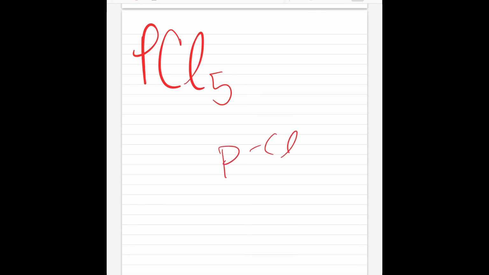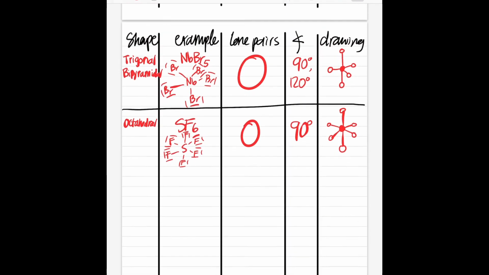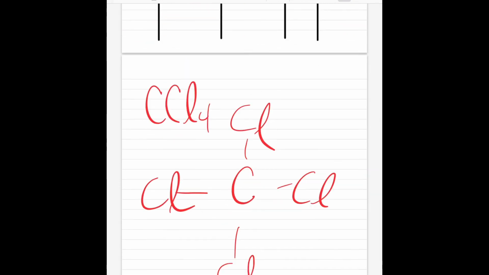All right, let's try another one. What if I had PCl5? Well, phosphorus goes in the middle, chlorine, chlorine, chlorine, chlorine, chlorine, chlorine. Okay, well, I got 5 things coming off that center atom. I don't even have to finish drawing the rest of this thing. There's only one that has 5 things coming off that center atom, and that's trigonal bipyramidal. There's only one.